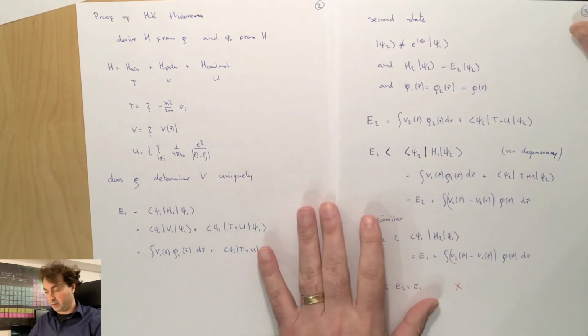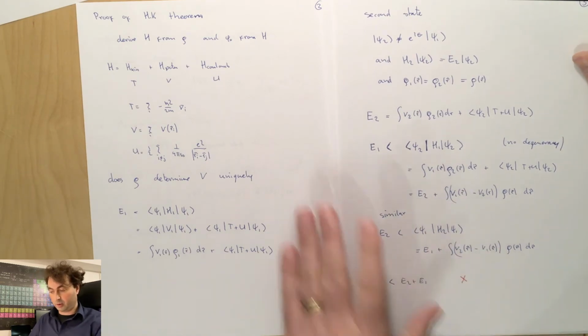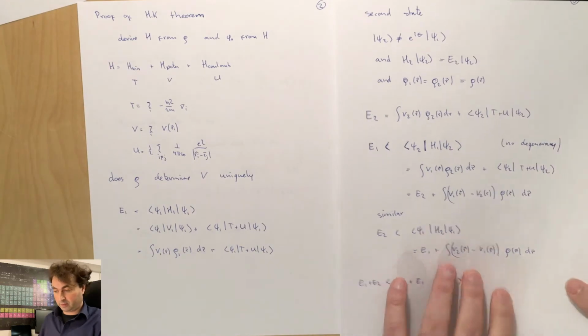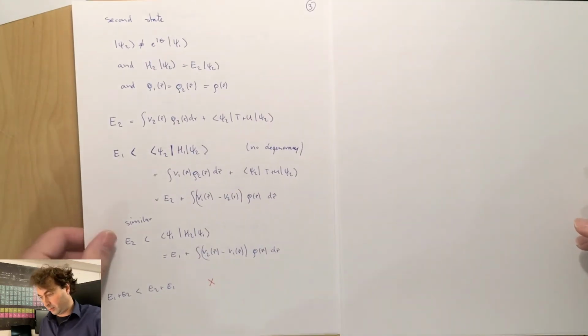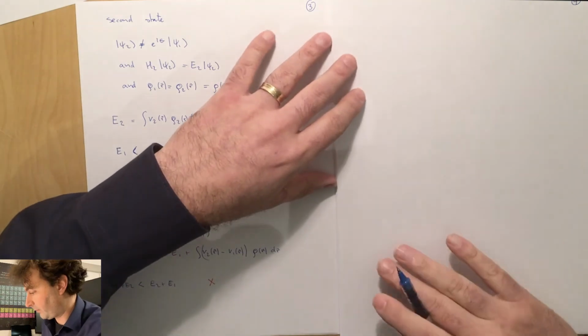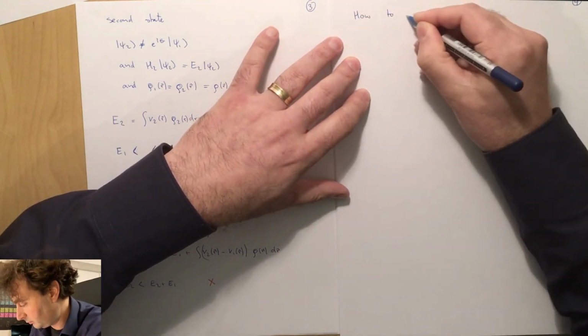And now you also immediately see that we haven't told you how it determines it. We just say that it must be uniquely given by it, otherwise we get contradictions. Well, how can we determine the ground state density?